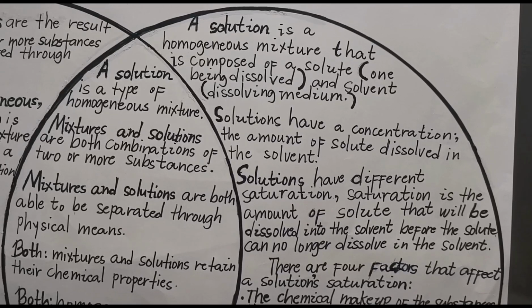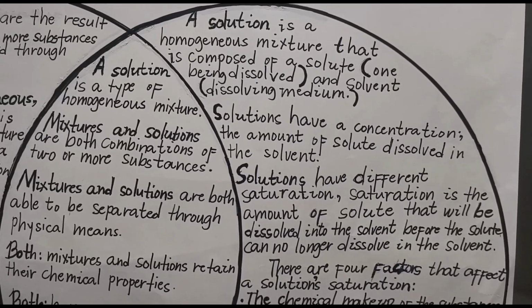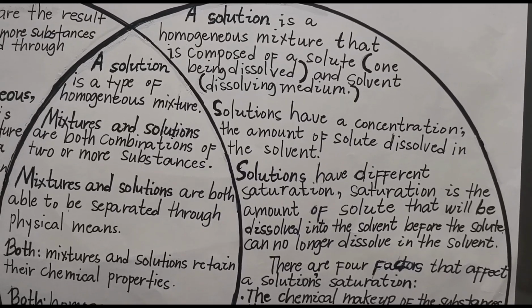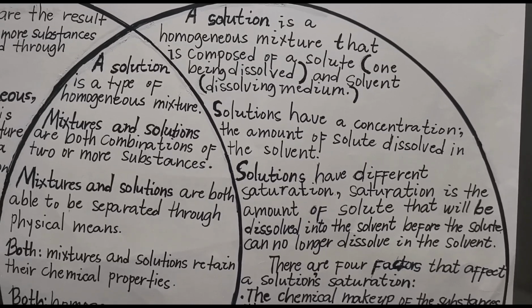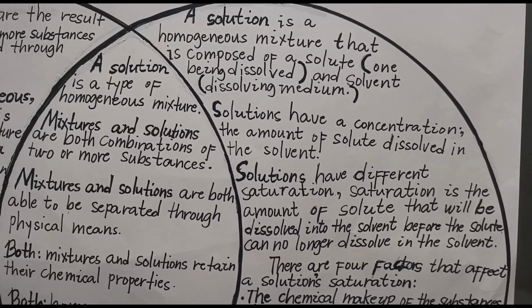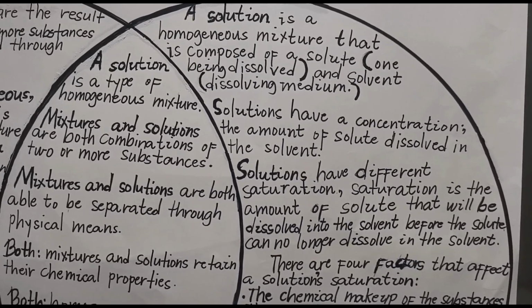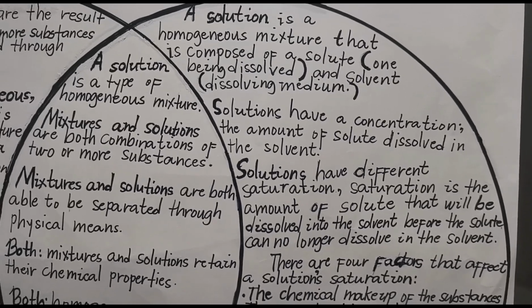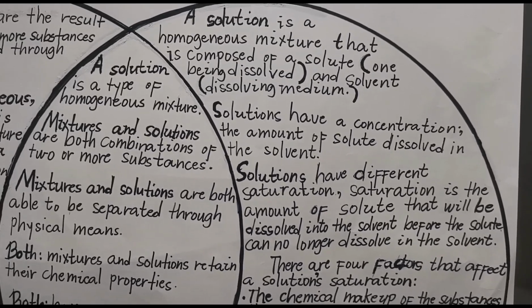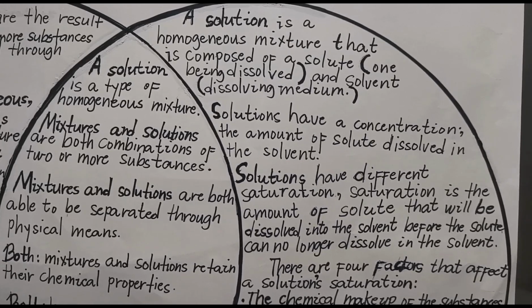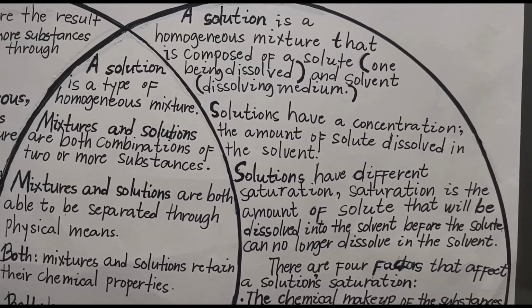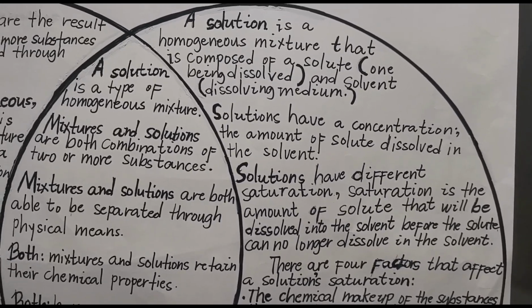So let me ask you another question. What are solutions? Solutions are a type of homogeneous mixture composed of a solute, the substance being dissolved, and the solvent, the substance used to dissolve the solute. Solutions, stated in my Venn diagram, have concentration, which is the amount of solute dissolved in the solvent.